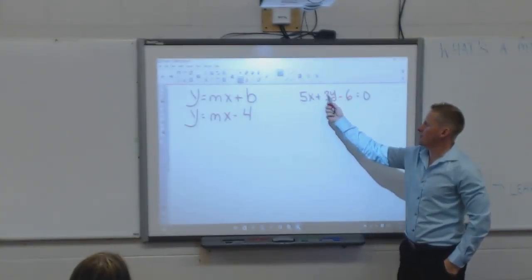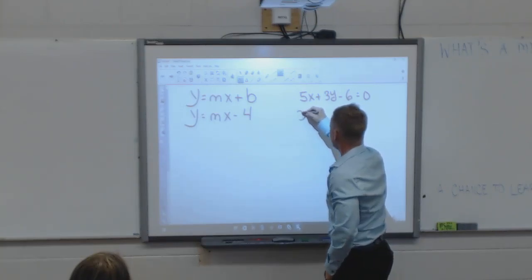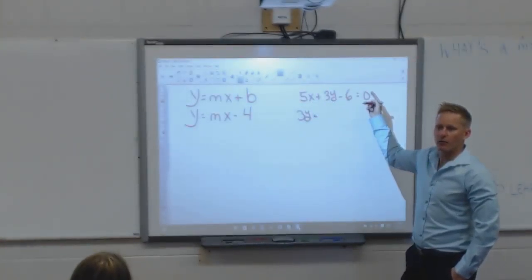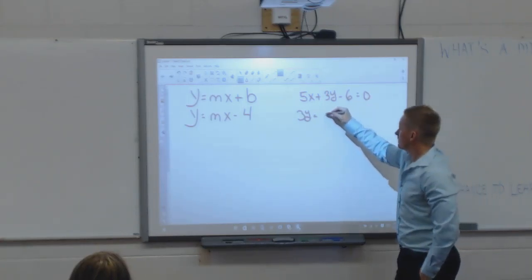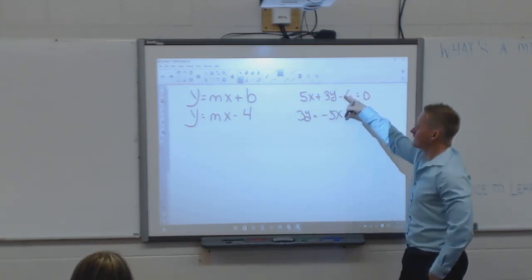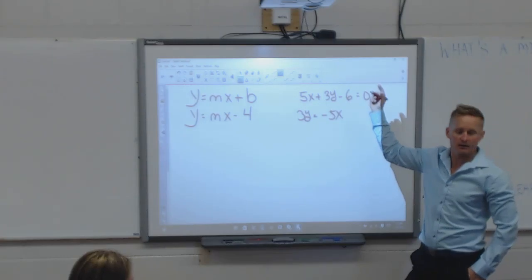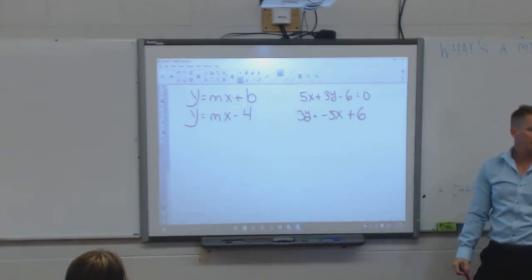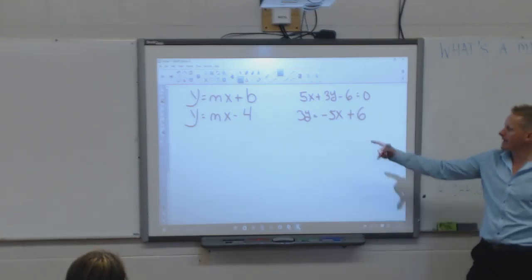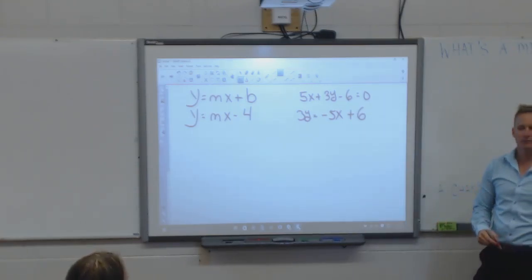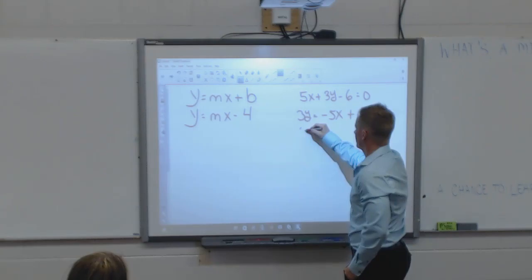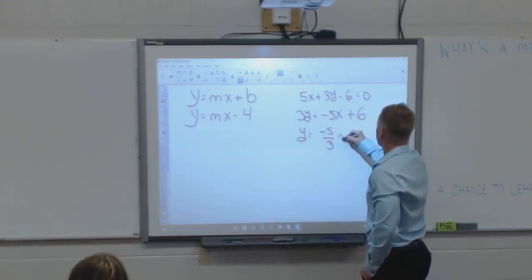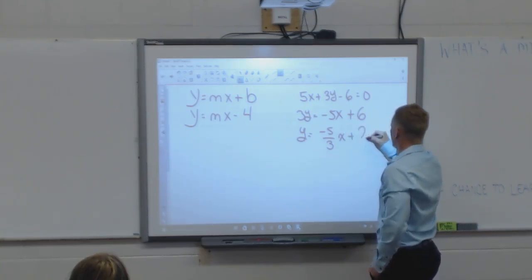So I'm going to keep the 3y on the left side. I got to move the 5x over to the other side. What do I do? I'm going to subtract the 5x. What do I do with minus 6 to move it to the other side? Add 6, right? Okay, so far? How do I get y by itself? Divide by 3. Y is equal to negative 5 over 3x plus 2.